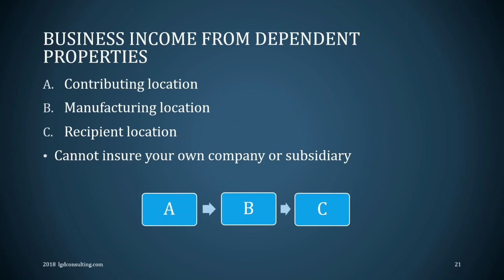Business income from dependent properties. This is kind of an unusual thing. People don't realize you can actually insure other companies that you are dependent upon for a livelihood and financial support. How's that? And so we have 3 companies. We have a contributing location. Let's say they manufacture raw materials, and they sell it to company B, the manufacturing location. It takes those raw materials and manufactures them into a computer chip. And then they're going to sell them to company C, the recipient location. It buys that computer chip, puts it in a computer, and then sells it off to the public.